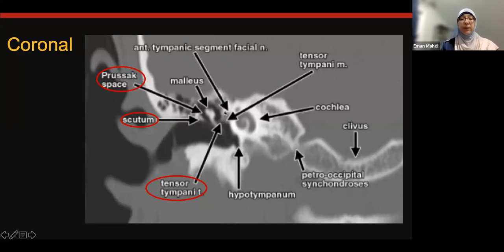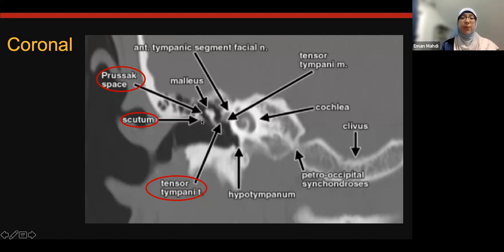On the coronal cut, the first thing to keep in mind: if you have a horizontal line that goes through the upper border of the external auditory canal all the way through the middle ear cavity, then the one on top is the epitympanum, the one in between is the mesotympanum, and the bottom one is the hypotympanum. So the middle ear cavity is separated into 3 spaces: the epitympanum, mesotympanum, and the hypotympanum, which is the lower portion.